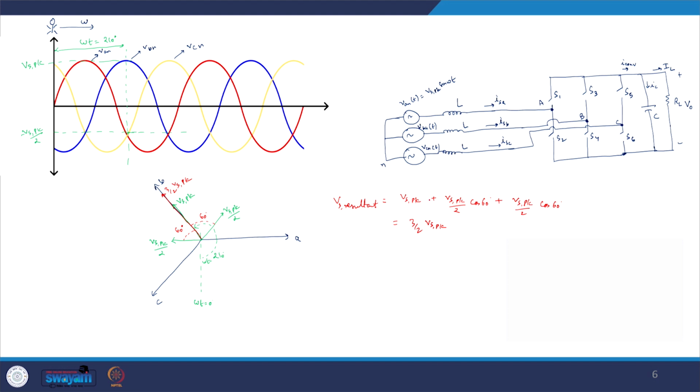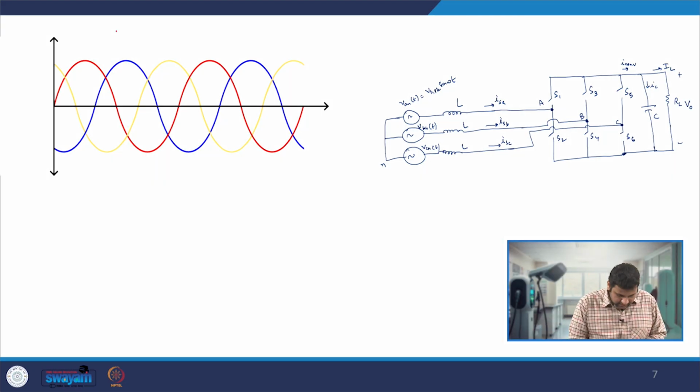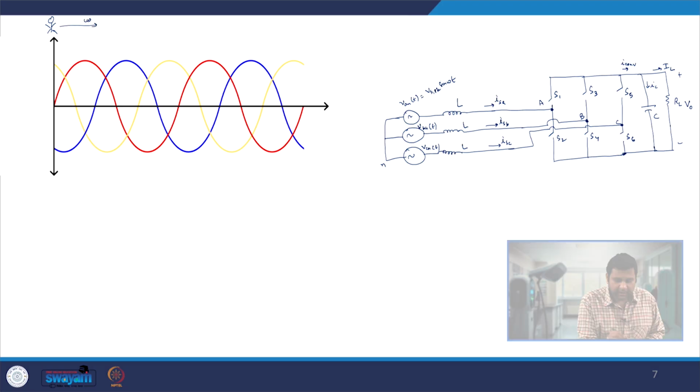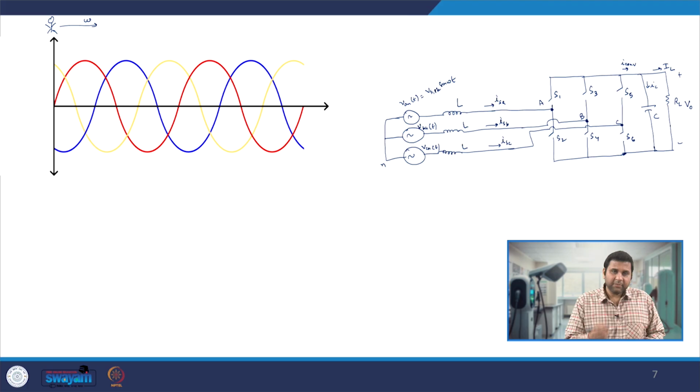Now let us take the case when we reach a place where my Vcn is equal to the peak value. Let us see what will happen. Again, let me define the reference frame, which is running at a speed omega, the same speed with which VAN, VBN and VCN are varying with respect to time. However, the reference frame is changing its state with respect to space, not with respect to time.